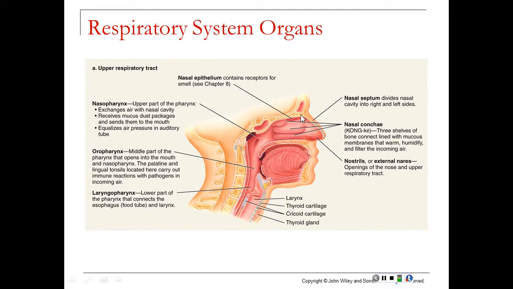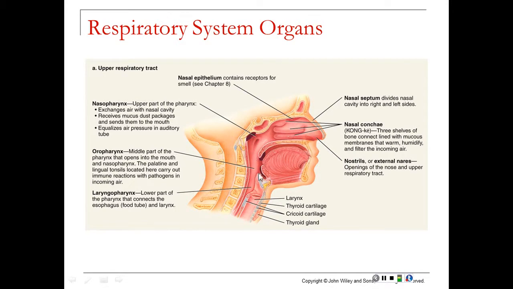The nasopharynx is this top area of the throat. This is going to exchange air with the nasal cavity. This is also going to help receive any dust packets that may get trapped in the nose. It's going to be sent to the mouth and allowed to accumulate and dissolve in the saliva. This is also for equalization of air pressure within that auditory tube. You can see this little hole here. That's actually the eustachian tube or auditory tube coming from the ears.